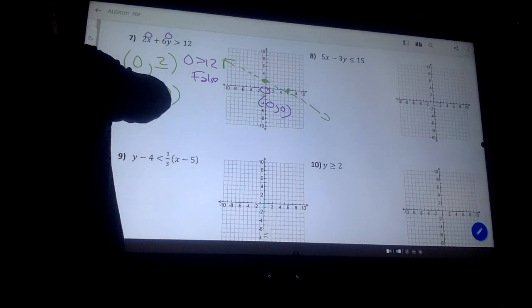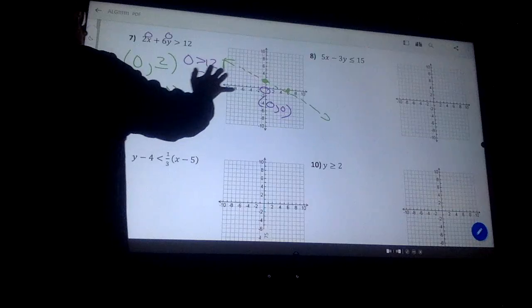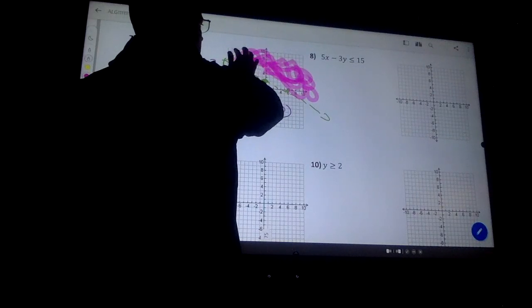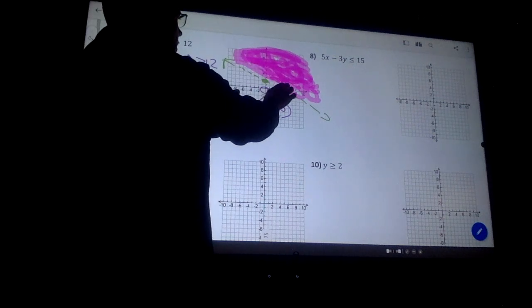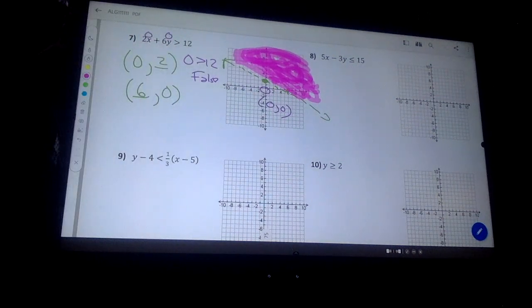So I'm going to shade the opposite side. I'm going to shade the opposite side of this. So notice my test point is below it. My shaded region is opposite of it.